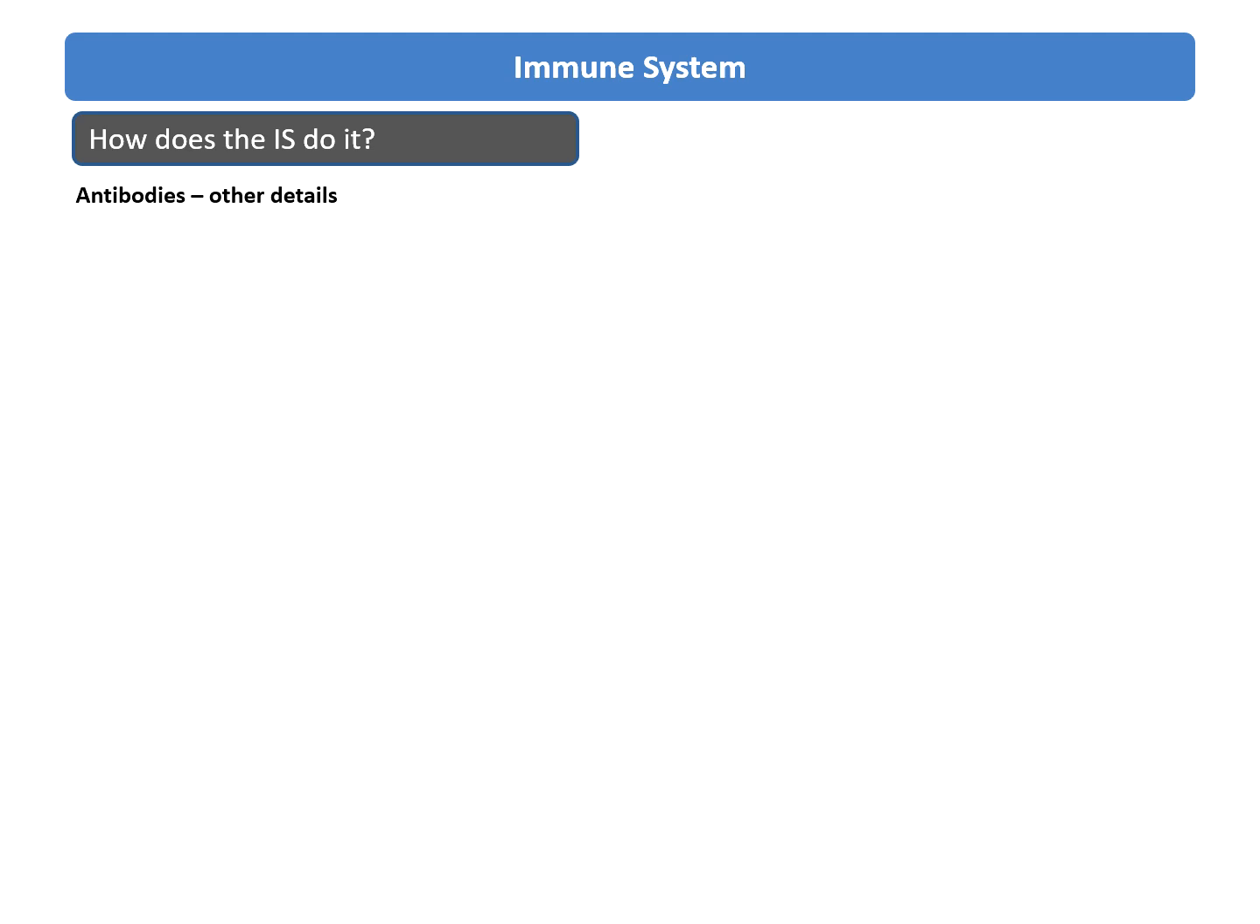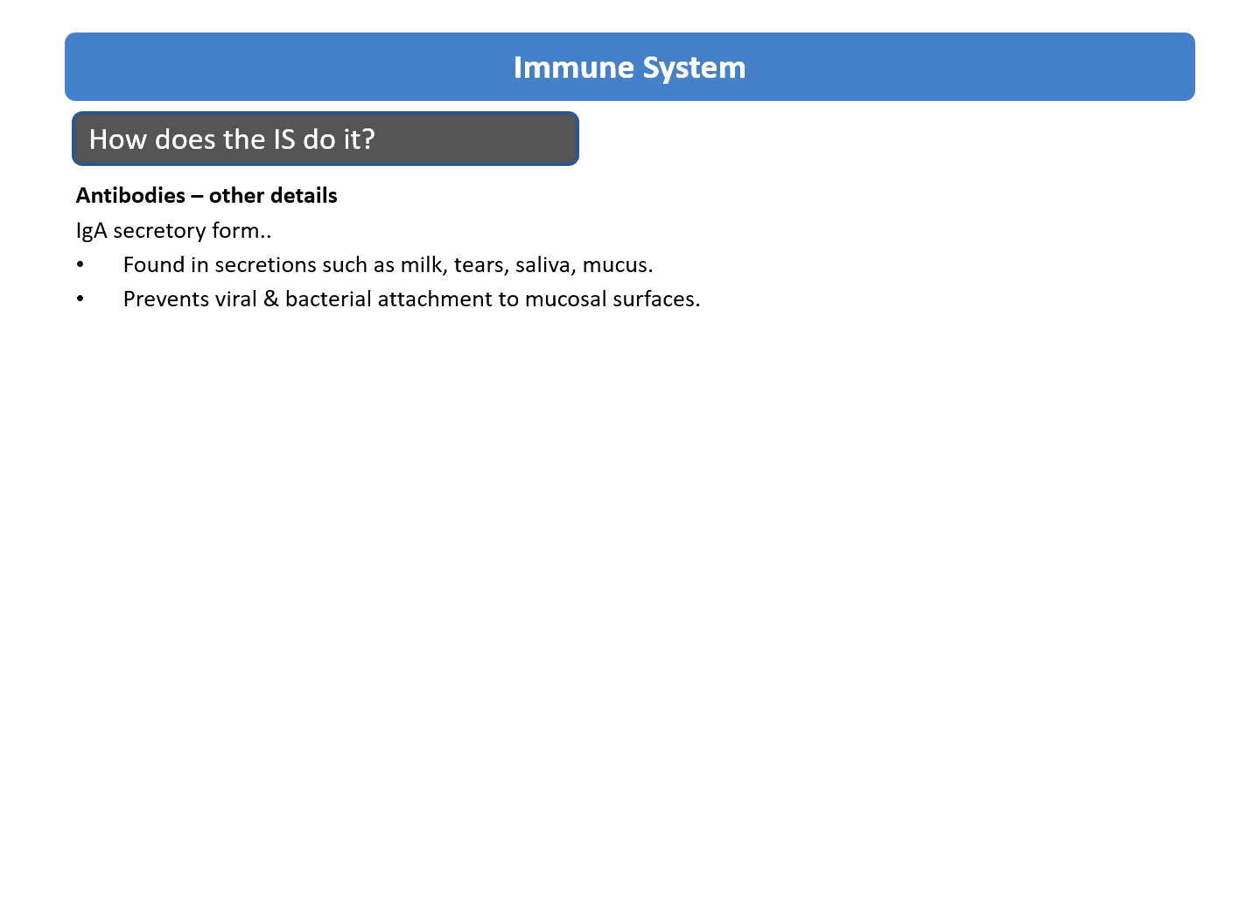Let's look at a few other details. Immunoglobulin A, the secretory form, is found in secretions, as we said. They include milk, tears, saliva, and mucus. They prevent viral and bacterial attachment to mucosal surfaces. Their numbers tend to decrease in stress, one reason people seem to get sick easier during stressful times.